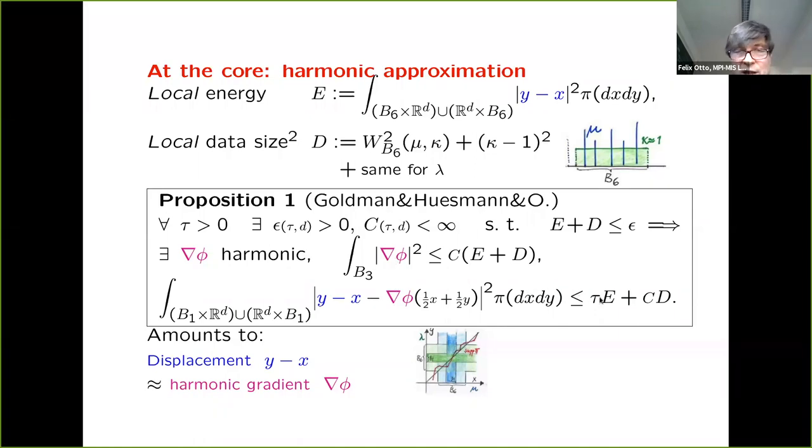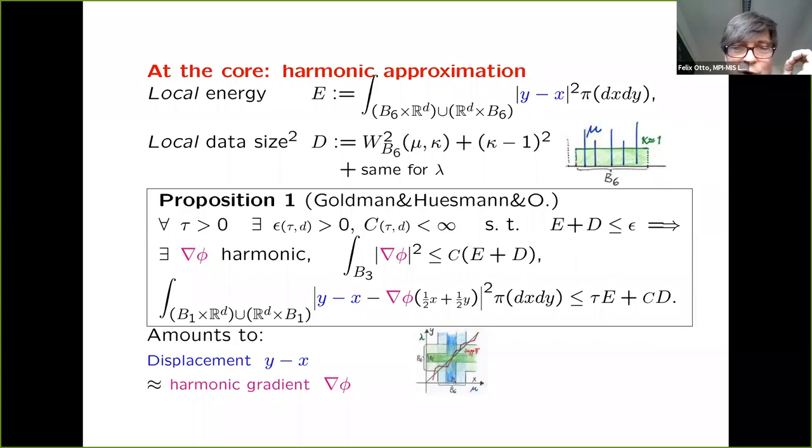And of course, what's on the right-hand side is also important. This quantity, which is of the same type as the original energy, now, since you subtracted the harmonic gradient, is just a small fraction of that quantity. So this, in a certain sense renormalized transportation distance, this transportation distance modulo the harmonic gradient, is just a fraction of the original transportation energy plus a big portion of your data term. That's, in a nutshell, the statement of the harmonic approximation argument.